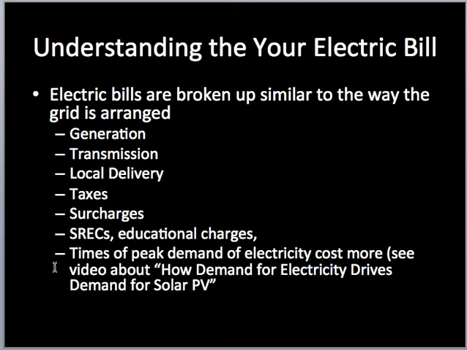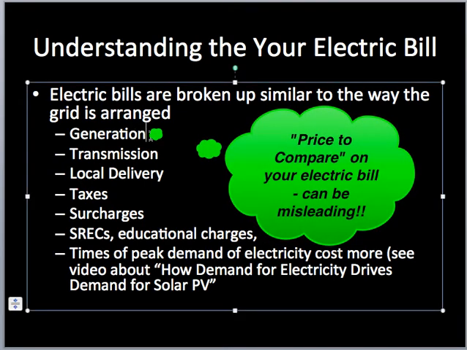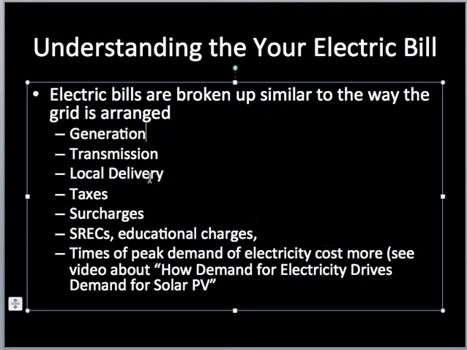At this point in a brick and mortar class, I would have students bring in their utility bills, their electricity bills, and we would actually break them down. They're arranged very similar to the way that the grid in the previous slide is arranged, where there is a generation charge. This generation charge is often referred to as the price to compare here. There's a transmission charge, there is a local delivery charge, and then there are taxes and other surcharges that may be included in your bill.